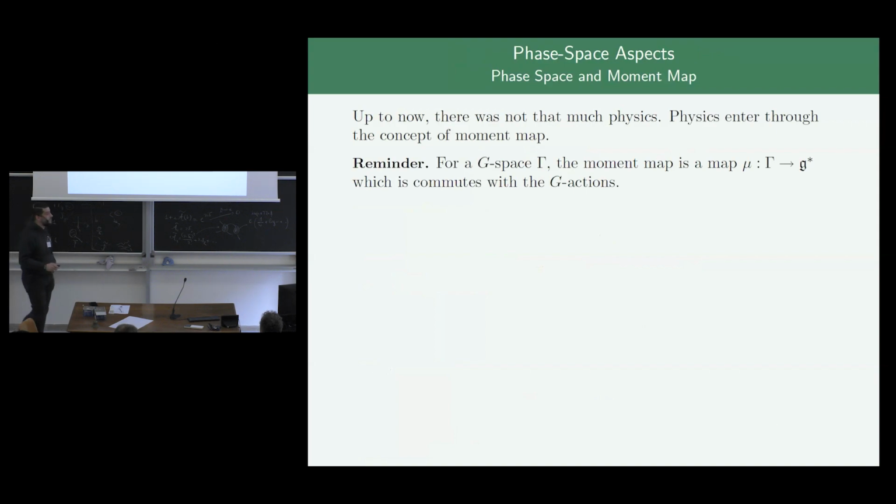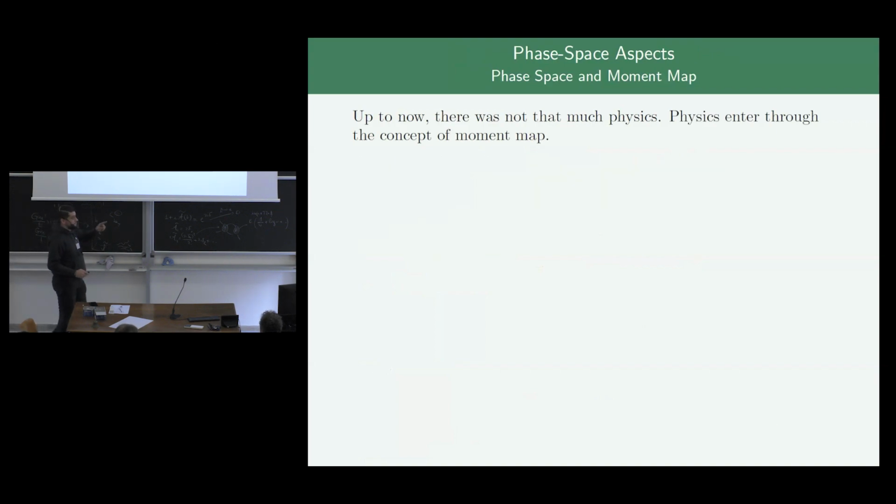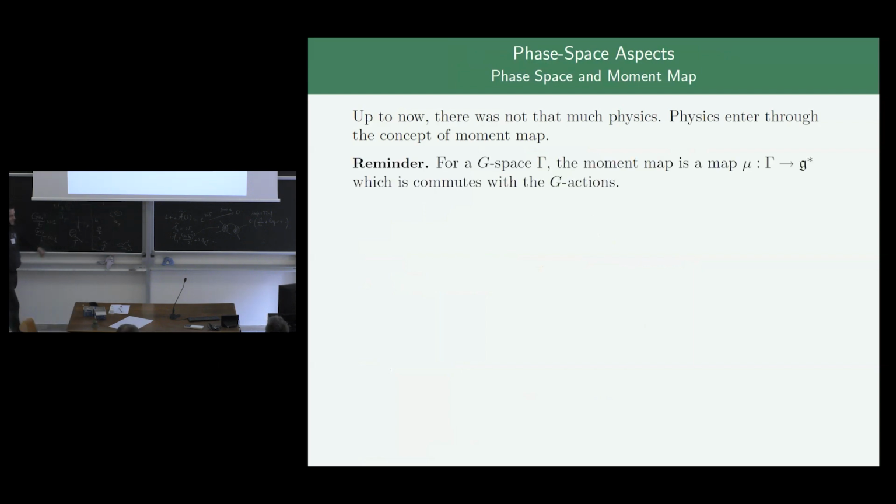Let me be very quick here. Up to now, I haven't said from where these algebras come. These algebras were just given to me, and I just want to construct a spin for them. Now the physics comes through the concept of moment map. So what is a moment map? If you have a space gamma which has an action of G, and if this action is canonical, then there is a map from the space to the dual of the Lie algebra, which commutes with the G actions on these two spaces. The action of G on gamma is just the action, and the action on the dual is the coadjoint action, so it just commutes with this.